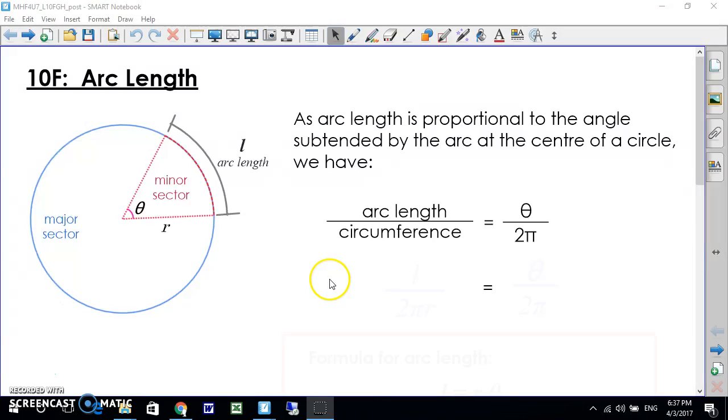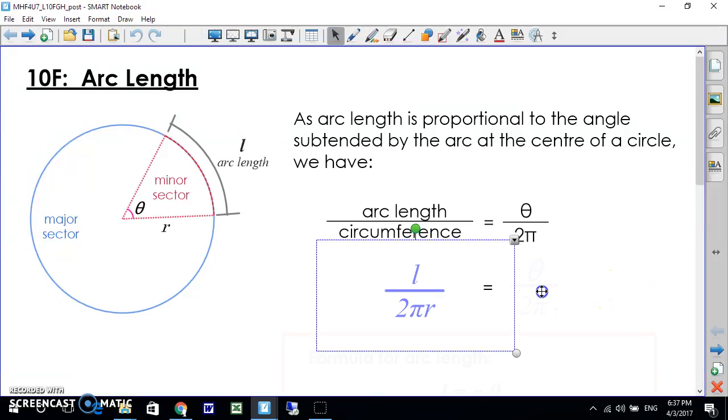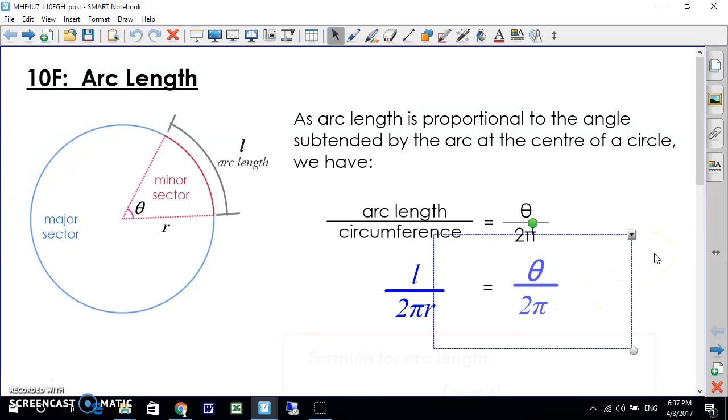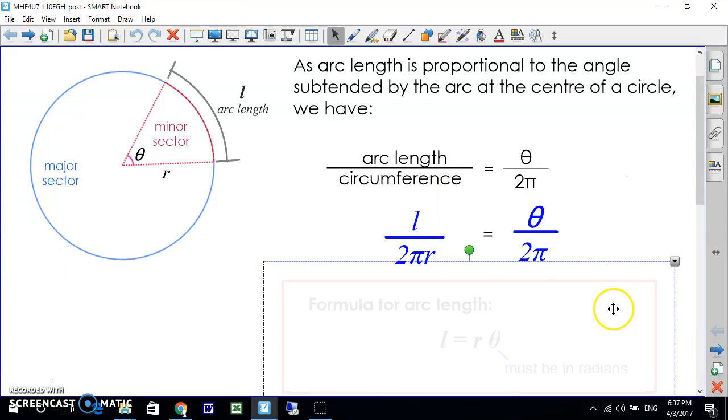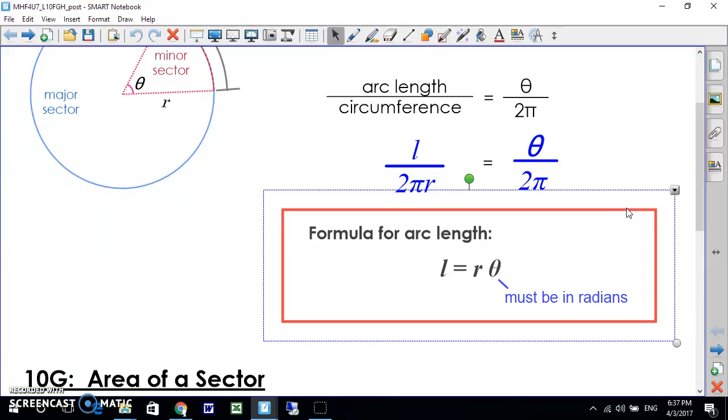In symbol form, arc length is L, circumference is 2 pi r, and this is equal to theta over 2 pi. If we rearrange this formula, you can see that the 2 pi and 2 pi will cancel out, and arc length will equal r times theta. Be careful when you use this notation, since we derived this formula based on 2 pi as being the angle of one revolution. Your angle theta must be measured in radians.